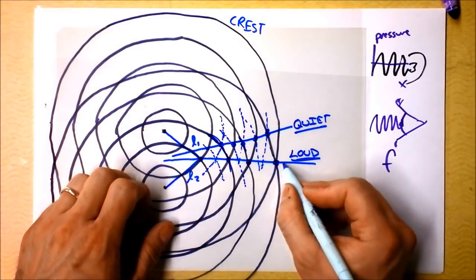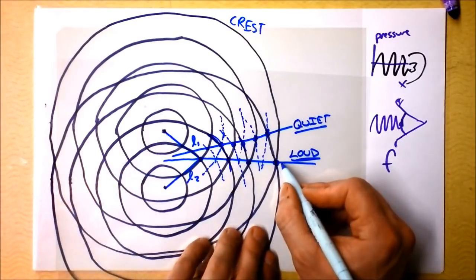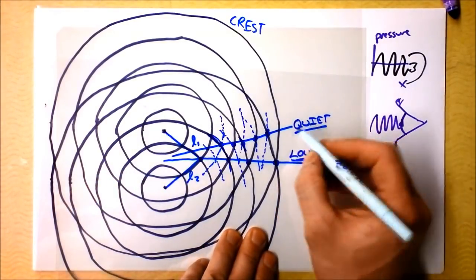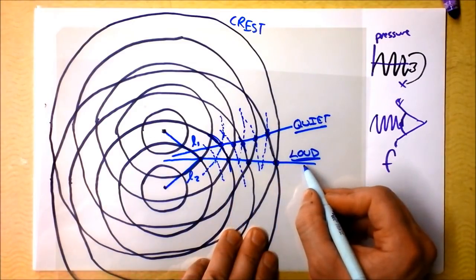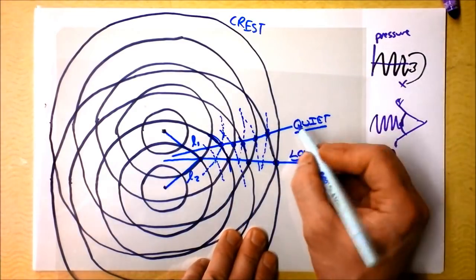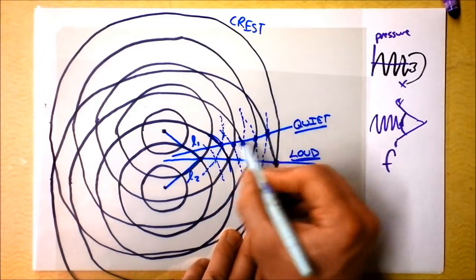If you put your ear right here, you'll hear twice the amplitude of sound from one of the speakers. But if you put it right here, you'll hear twice the volume, twice the intensity. I don't know, go watch that other video. So this is a location of extreme quiet.